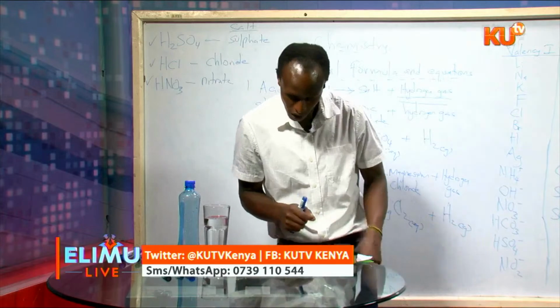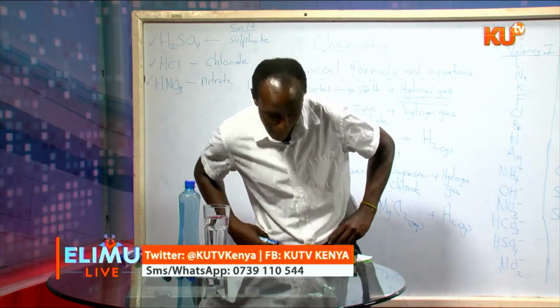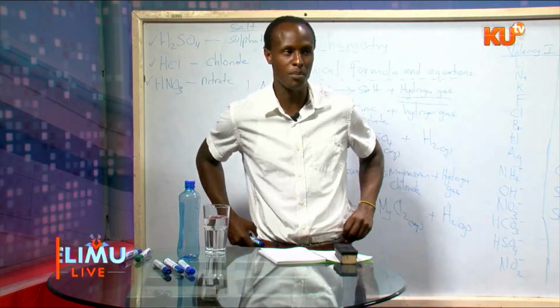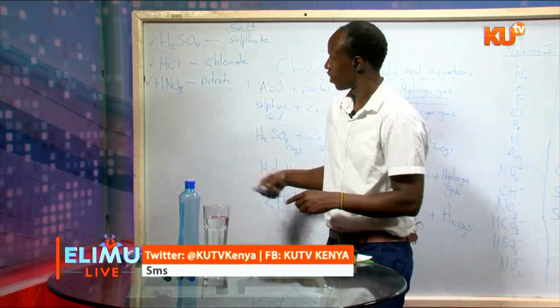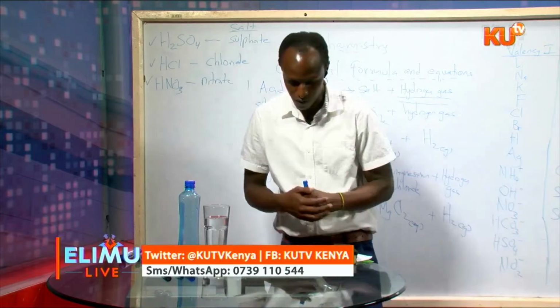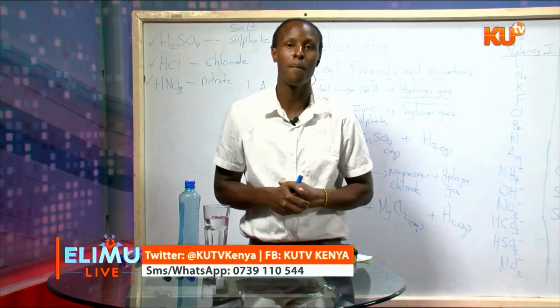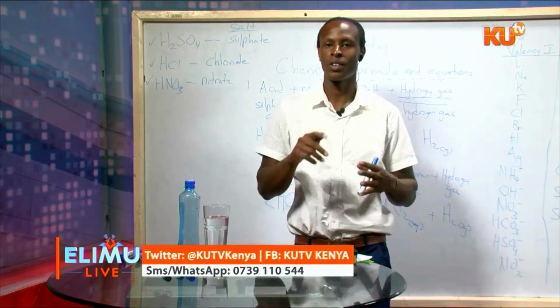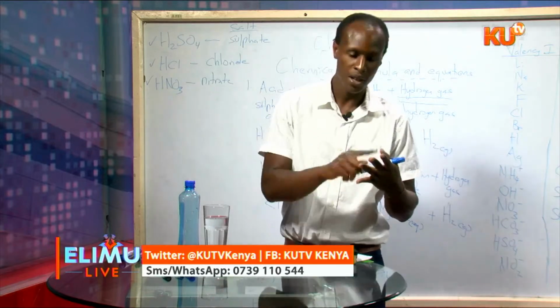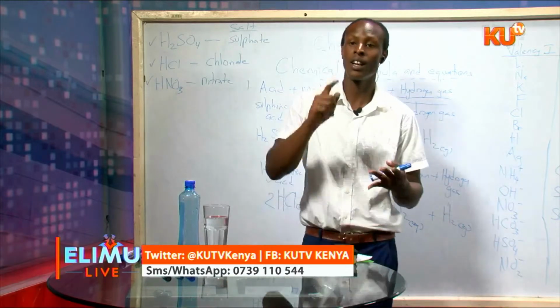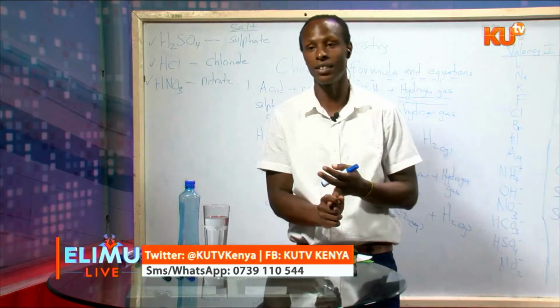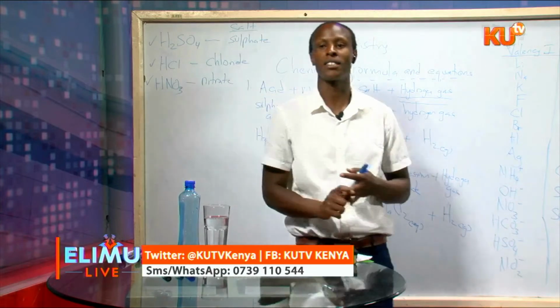Aluminium plus sulfuric acid. We haven't used nitric acid. We also have to add one for nitric acid, where you can say calcium plus nitric acid. So we have zinc plus hydrochloric acid, aluminium plus sulfuric acid, and calcium plus nitric acid.